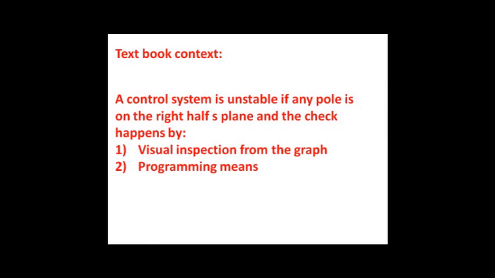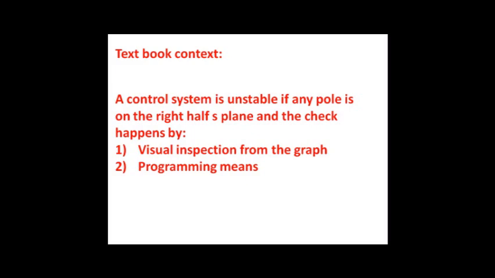We know that any control system is characterized by a transfer function. Transfer function can take many forms, one of which is coefficient form, the other is pole zero gain form, and the third one can be state space form. Whatever be the transfer function form, the control system is unstable if any pole of the transfer function is located on the right half plane.